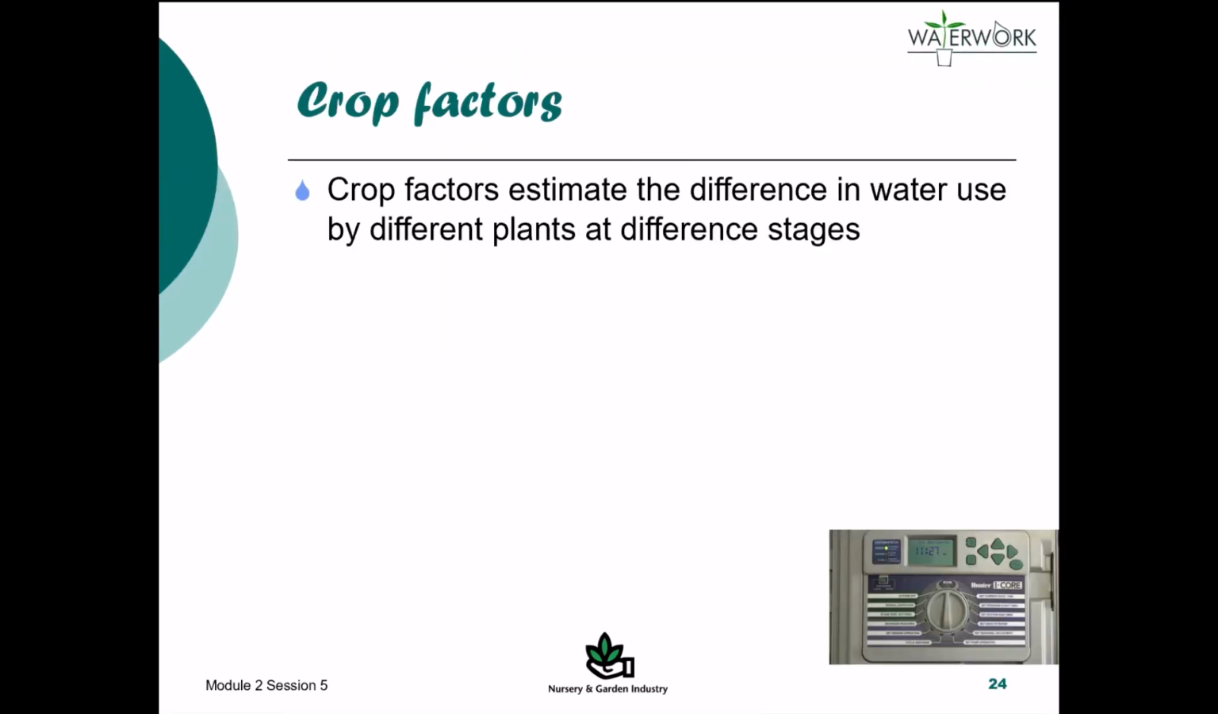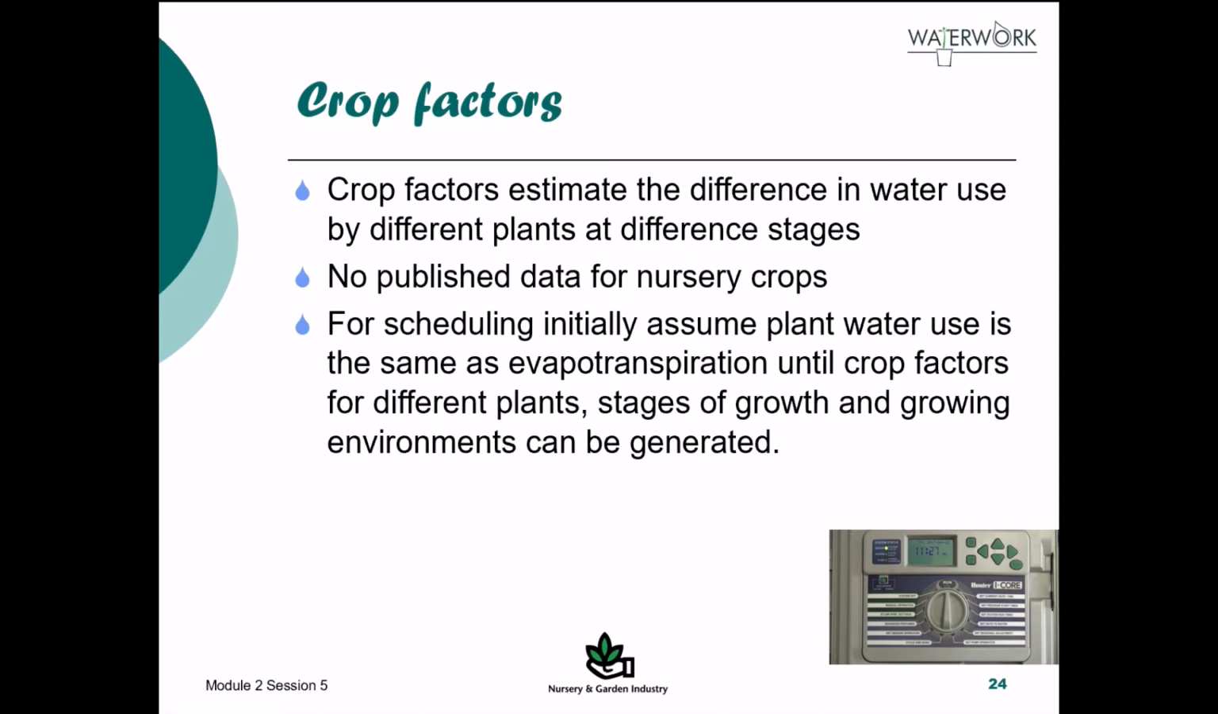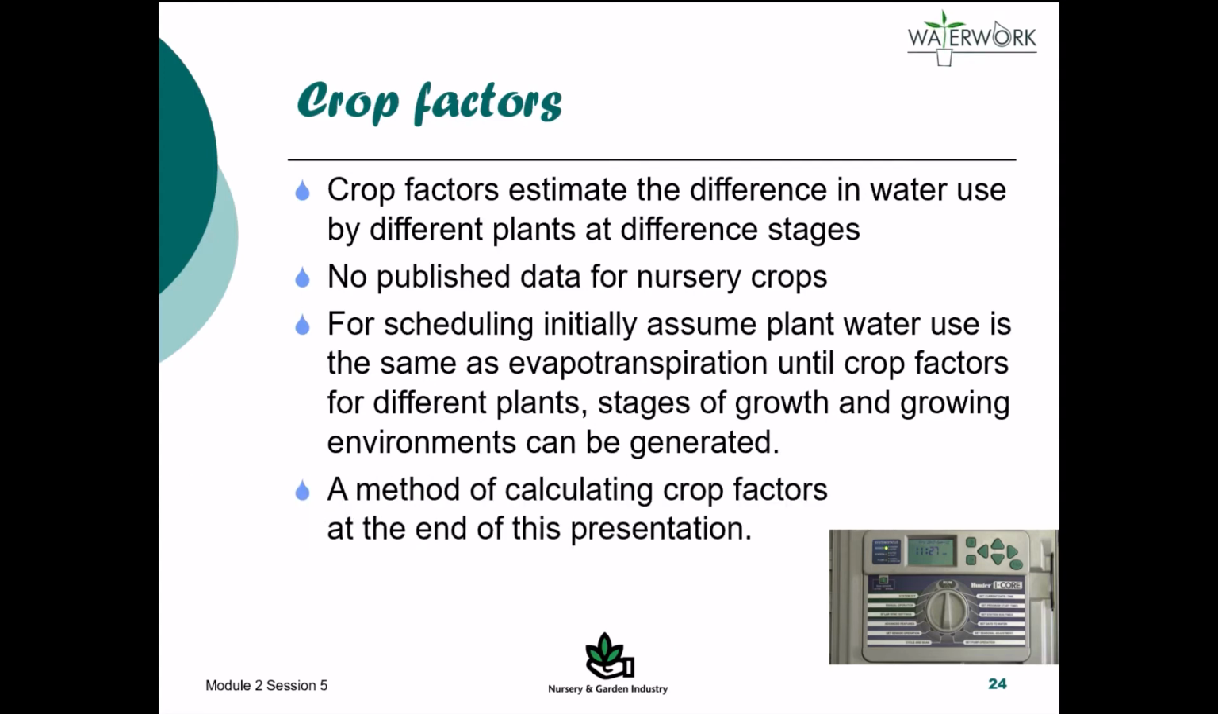When using evapotranspiration data, a crop factor needs to be applied to account for the difference between evapotranspiration and the amount of water different plants and plants at different stages of development will require. Due to the huge variety of plants grown in the nursery industry, there is little or no published data on crop factors for nursery crops. For irrigation scheduling, initially assume plant water use is the same as evapotranspiration until crop factors for different plants, stages of growth, and growing environments can be generated through the calculation or measurement of crop factors. There's a method for calculating crop factors at the end of this presentation.